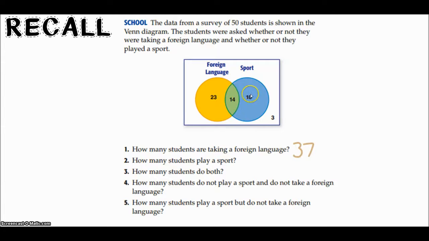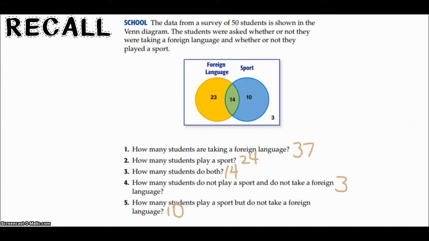How many students play a sport? I have these 10 and these 14, so I make 24. How many students do both? That would be this green area of 14. How many students do not play a sport and do not take a foreign language? That's going to be these 3 kids out here that do neither. How many students play a sport but do not take a foreign language? That would be these 10 in the blue section, because these 14 right here are green, and they will take a foreign language as well. So that's not what we want. So let's make that a 10, not a 16. There we go.